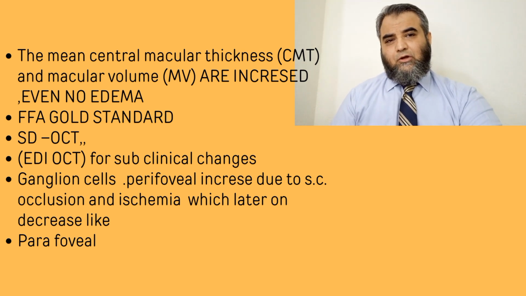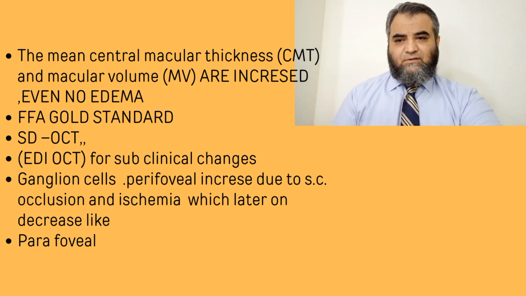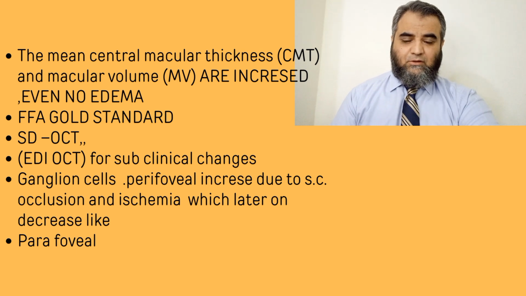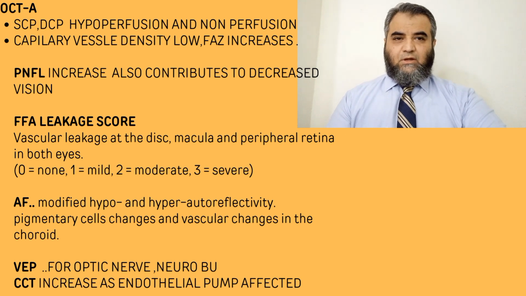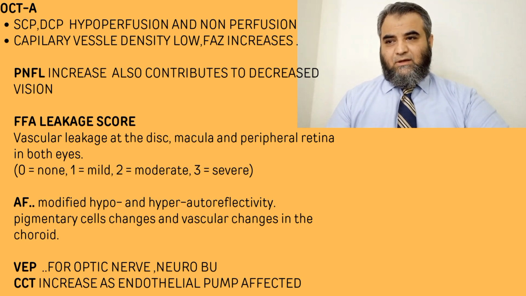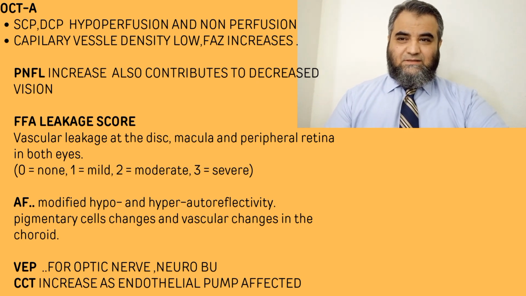Studies have been done about the ganglion cells, what is happening over there. Parafoveal cells are already decreased, but it has been seen by different researchers that the perifoveal cells initially increase due to the occlusion of the superficial capillaries, and later, because of the occlusion of the superficial capillary vessels, they decrease due to ischemia, as earlier happened in the parafoveal area. OCT angiography is also being used, looking at the superficial capillary plexus and deep capillary plexus in the macular area. There is hypoperfusion and non-perfusion over there, so capillary vascular density is decreased and the foveal avascular zone is increased.